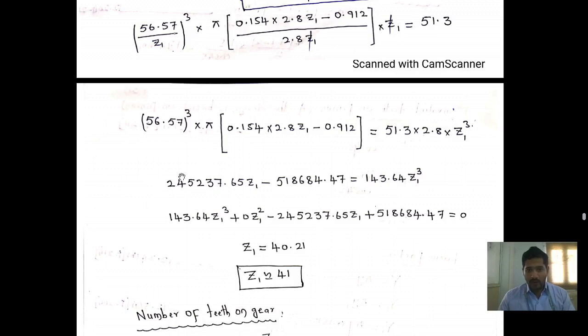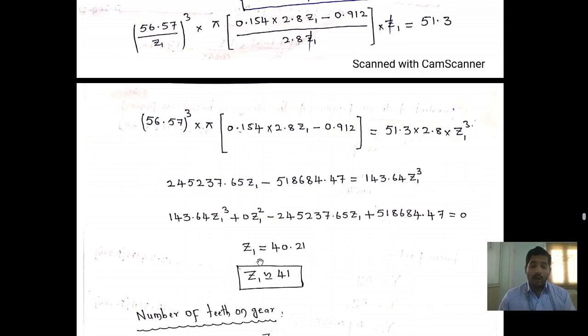After that, let us see over here. If this value is moved toward this side, it becomes minus 245237.657 z1. This minus becomes plus toward the right hand side, plus 518684.47 equal to 0. So you need to calculate with the help of a calculator in the form of ax cube plus bx square plus cx plus d equal to 0.